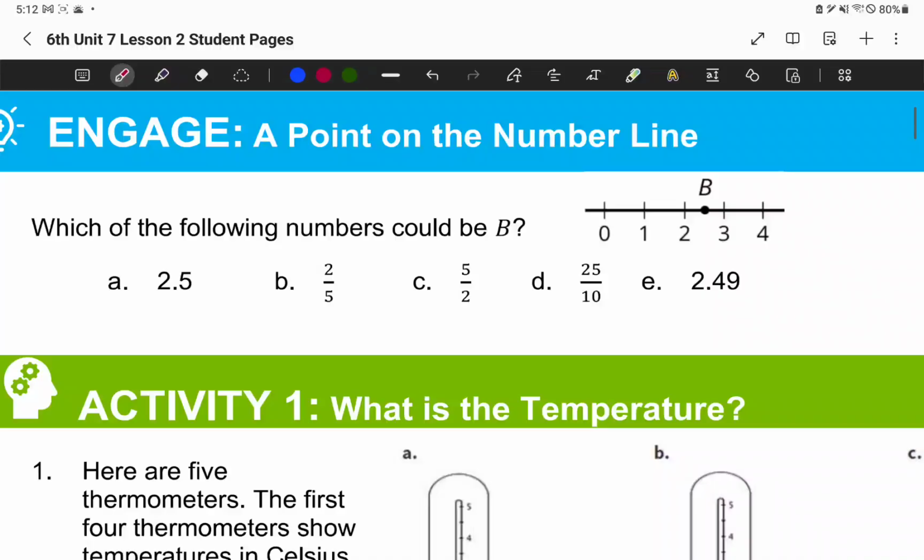Which of these numbers could be B? And so hopefully you took some time to talk with your partner and figure this out, because you shouldn't be watching this video first. You should have tried this on your own.